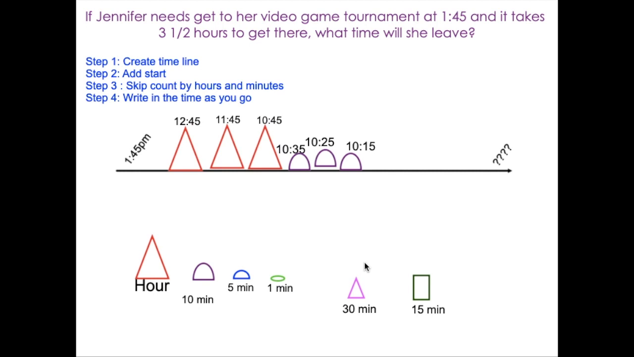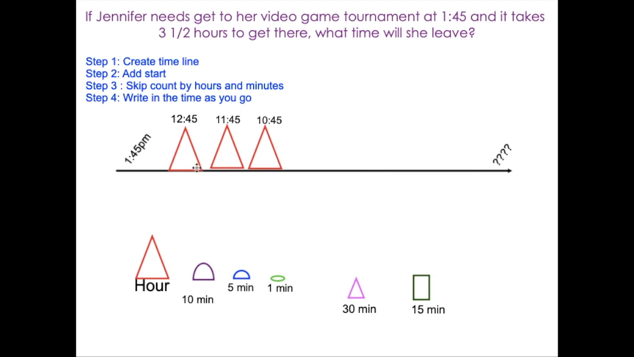Now, of course, if you want to be a little bit early and not arrive exactly at 1:45, you would probably leave a little bit earlier, but this would be exactly 3.5 hours before the time she must be at her tournament. If you are comfortable counting in half hours or even 15-minute intervals, you might do this part a little bit differently. Okay, so let's look at it in a different way.